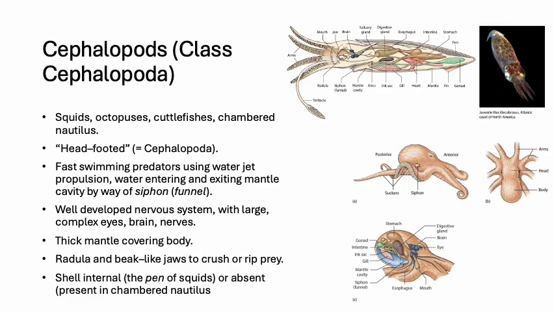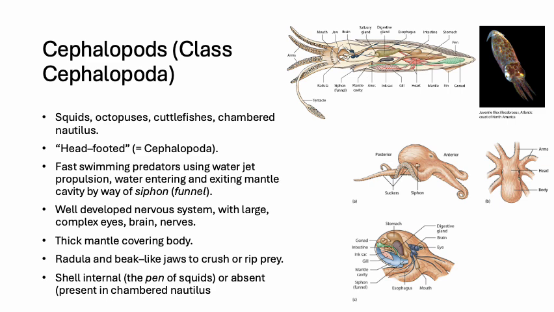Cephalopods, which include octopuses, squids, cuttlefish, and nautiluses, are the stars of the molluscan world. Their name means head-foot because their tentacles are really a modified foot that surrounds the head. They're fast, active predators, using jet propulsion to move by expelling water through their siphon. Cephalopods have a beak-like jaw and a radula to shred prey.